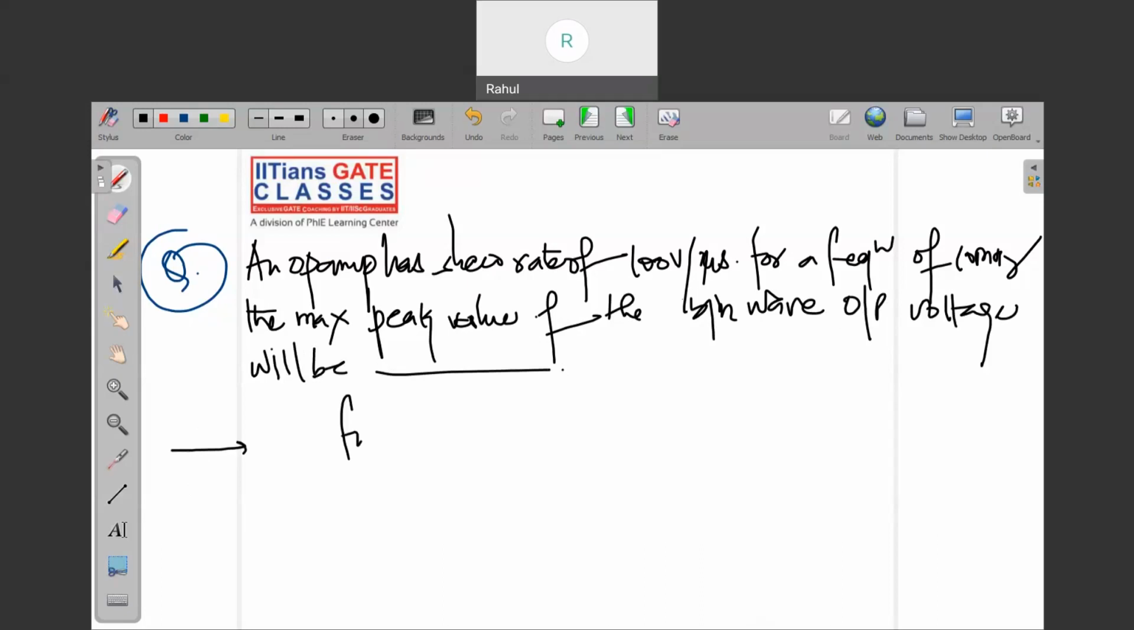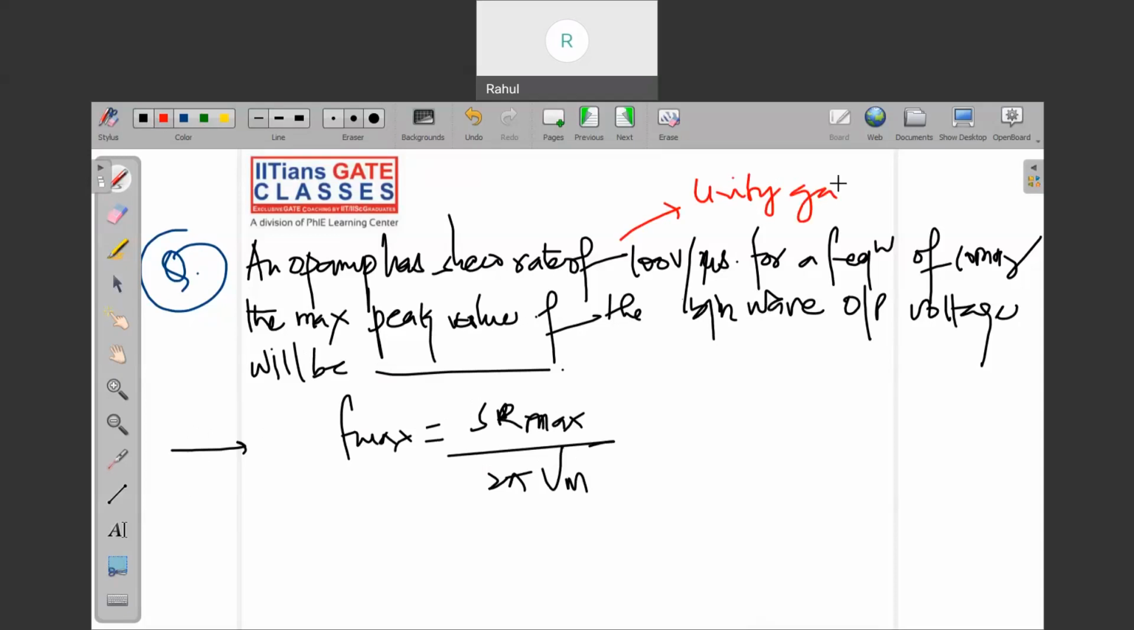So we know that the maximum frequency is equal to SR max upon 2 pi times Vm. Now they did not mention anything about gain, so consider unity gain. Remember, consider the unity gain, or they might give you 0 dB as well. So you have to keep this in mind. So F max is equal to this, and you have to find Vm. Vm is equal to SR upon 2 pi F max.